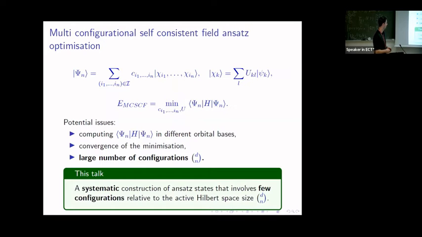So in this talk, I would like to show you a geometrically motivated, systematic construction of such ansatz states that involve few configurations relative to this d choose n number.